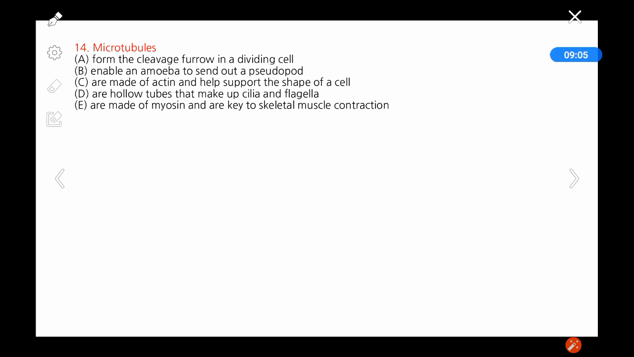Microtubules, guys. Microtubules, we all know that they are hollow tubes that make up cilia and flagella, okay. Also they are found in the spindle fibers and centrioles. So the microtubules, which are parts of the cytoskeleton, also form hollow tubes that make up cilia and flagella. So I think it's clear, and all of you know that, and we studied. It's mentioned in your book that the cilia and flagella are made up of microtubules.